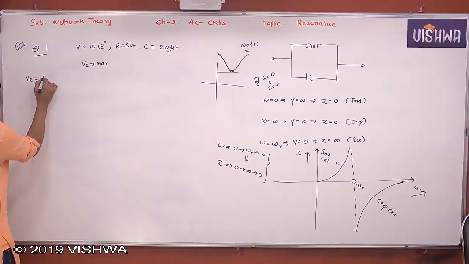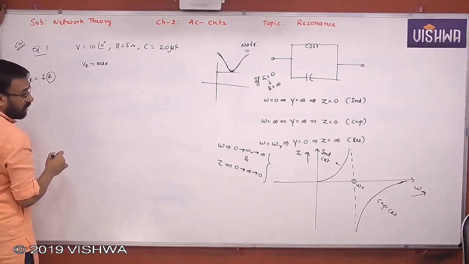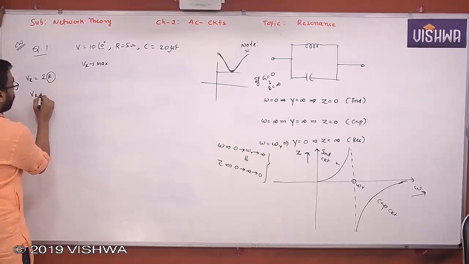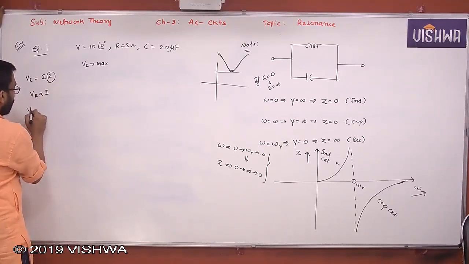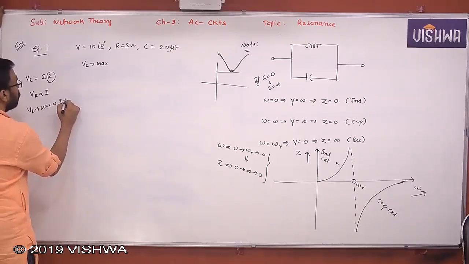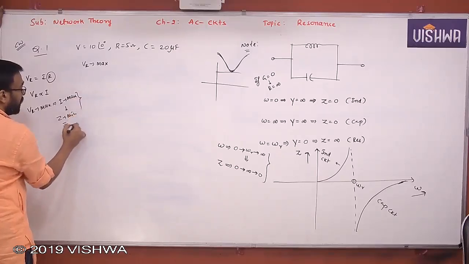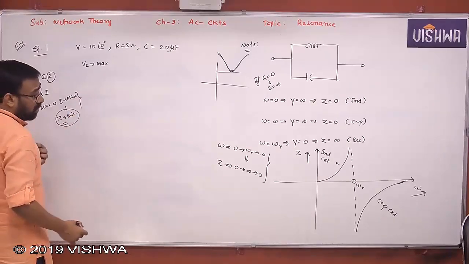VR is equal to I into R. R is independent of L value or frequency. Therefore, VR is directly proportional to what? I. So when VR is maximum, then I is maximum. Yes or no, all of you? Then Z is minimum. All are resonance conditions, right? When do you get Z min? Tell me, all of you. Only at resonance. Yes or no, all of you?